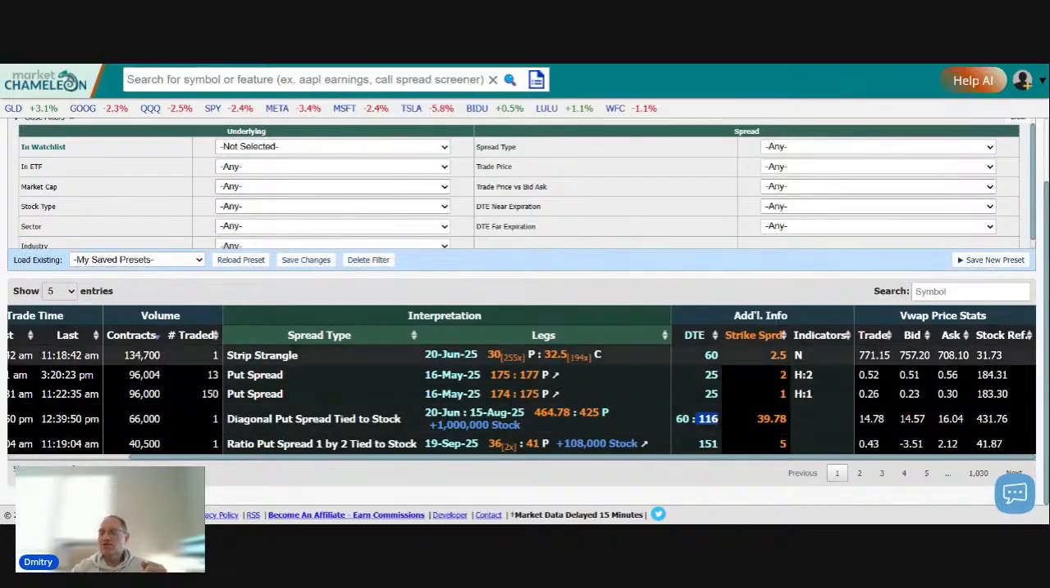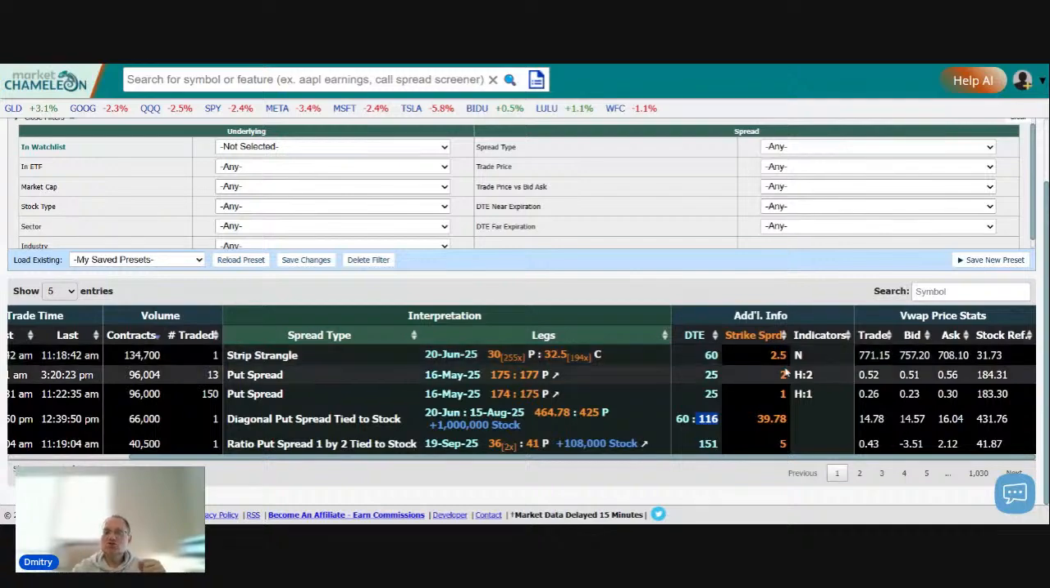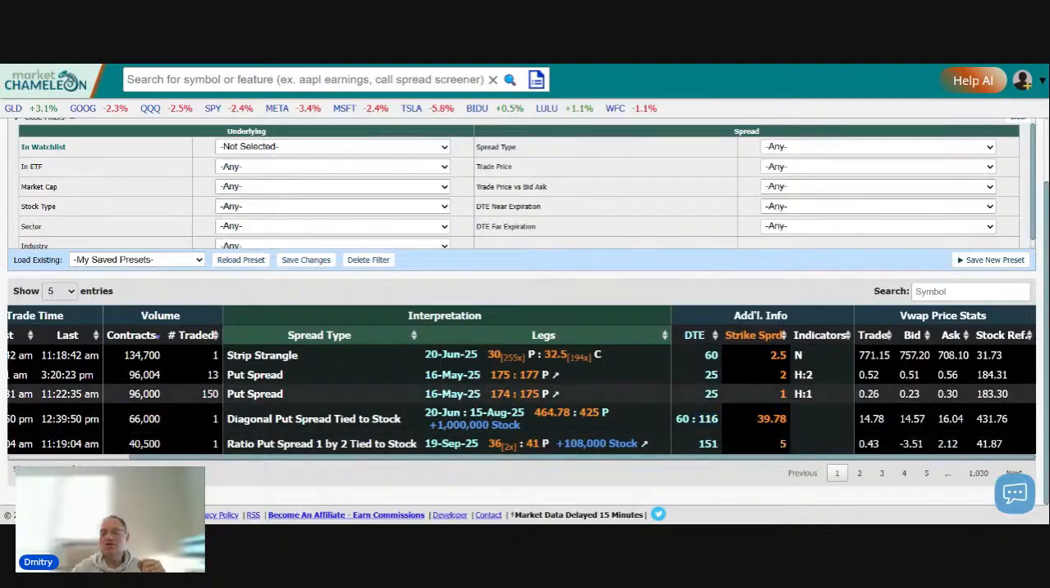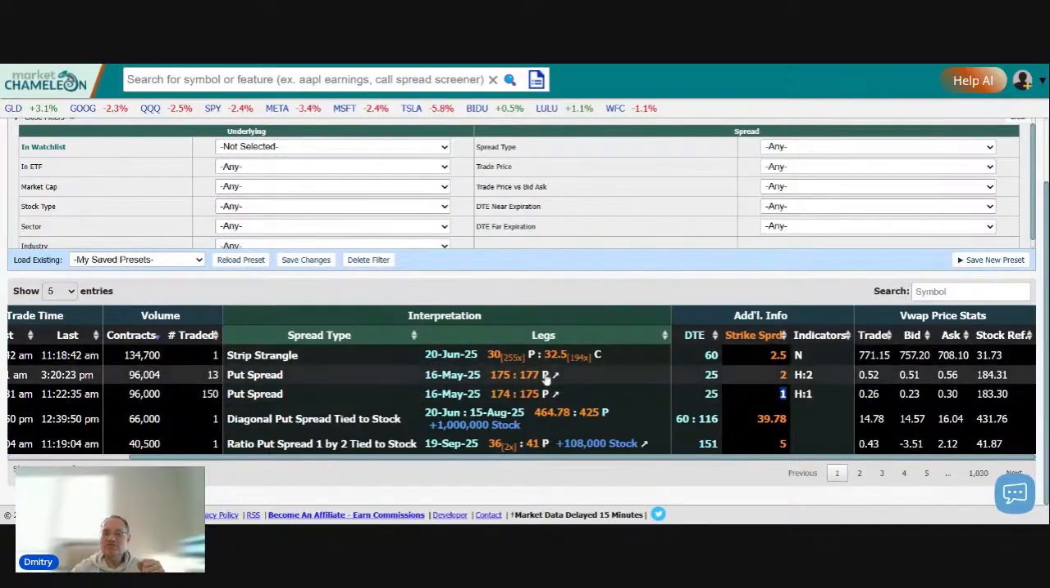Additionally, this information shows you the difference between the strikes in the spread. A lot of times the spreads are call spreads, put spreads, even diagonals. So here, just to make it easier for those types of strategies, we show the difference between the two strikes. Over here, May 16th, 174, 175 put spread. The difference between the strikes is $1. This one, May 16th, 175, 177 put spread. The difference between these two is $2.